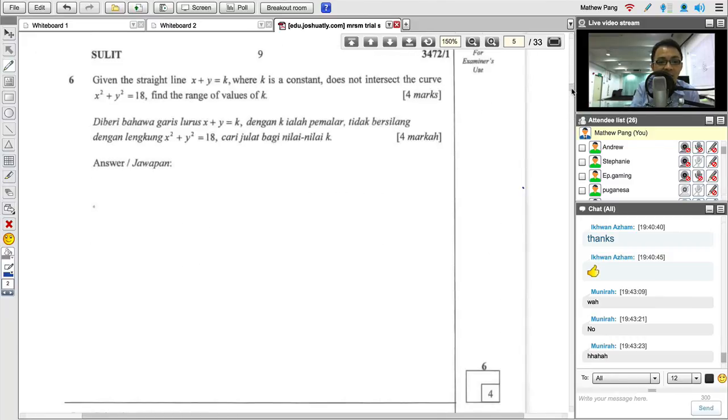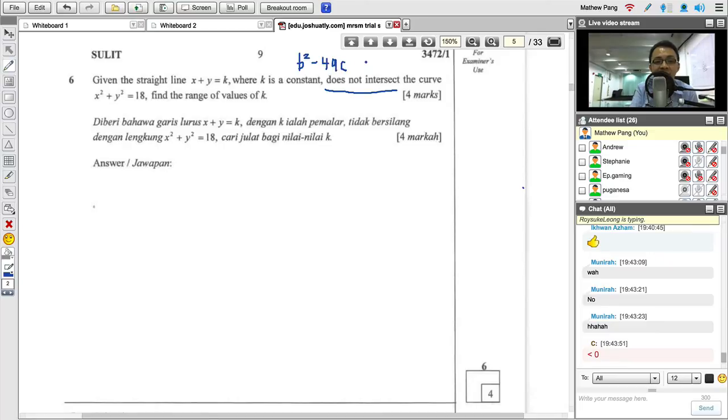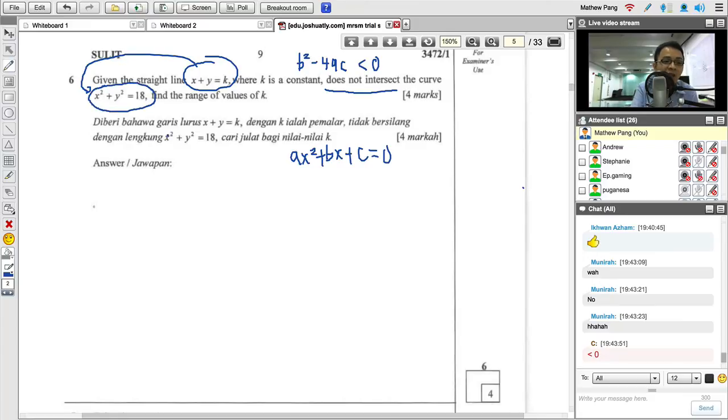Okay, given that the straight line equation does not intersect. So when I say does not intersect, first thing coming to my mind will be b squared minus 4ac is less than 0. Alright, this is meaning for does not intersect. But even if it does not intersect, you still need to get the ax squared plus bx plus c equals 0, isn't it? So I need to substitute this equation into this equation, even though it does not intersect. So I need to do some substitution work. So I make x as a subject, equals k minus y. Alright, then I call this one 1. I call this one 2.